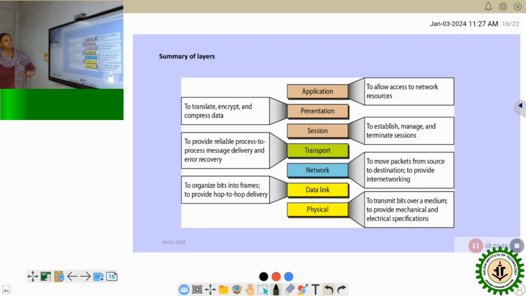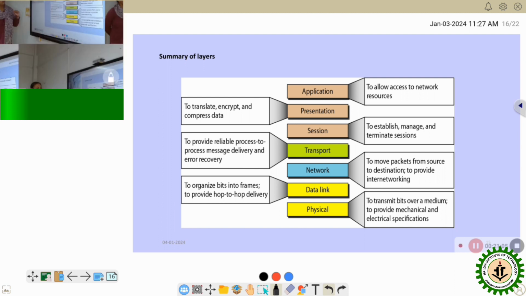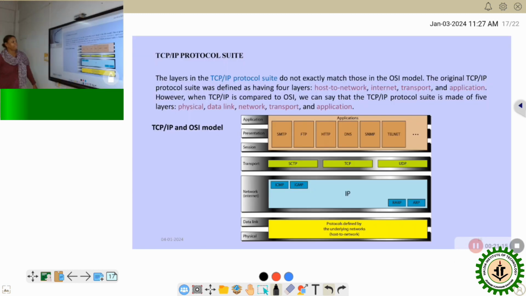Summary of layers: physical, data link, network, and so on. The application layer allows access to the resources. The presentation layer converts the data into complex data. The session layer establishes, manages and terminates the session. The transport layer provides process to process management. The network layer moves packets from source to destination. The data link layer turns bits into frames, and finally the physical layer moves bits over the media.